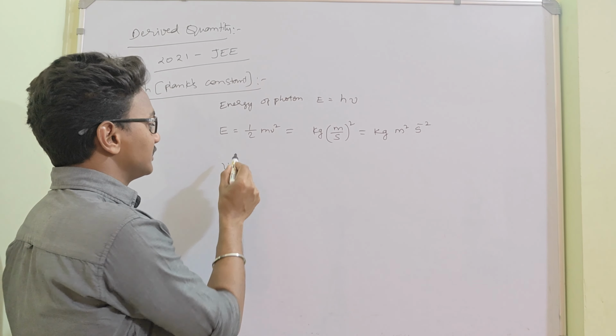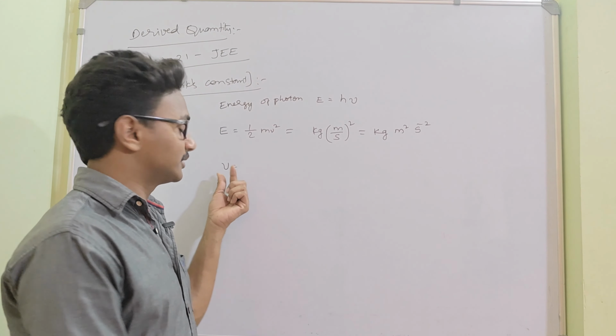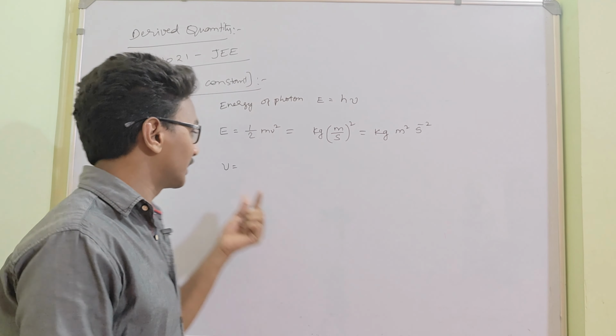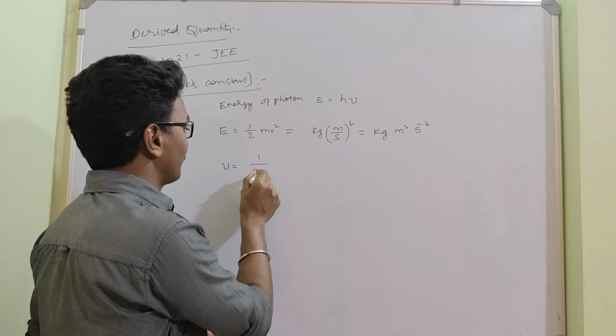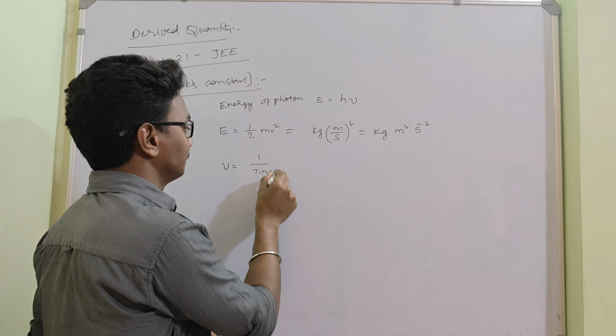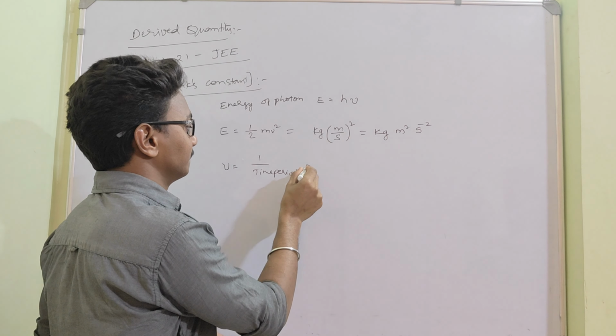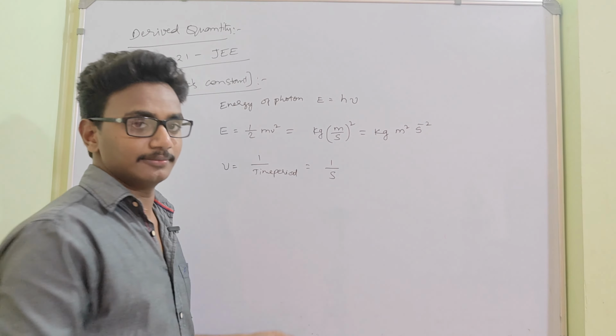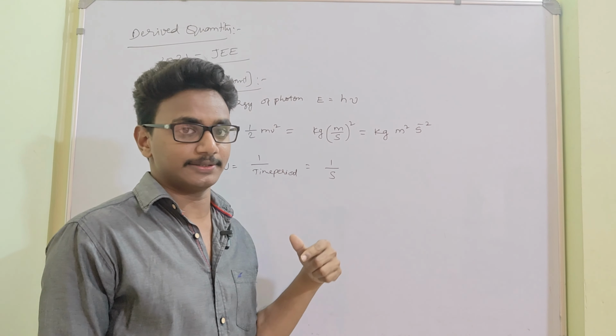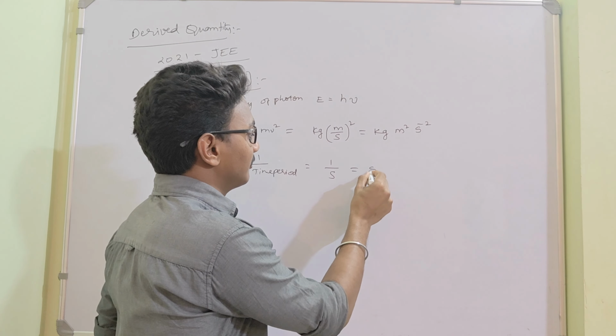What are the units of frequency? If you want to write the units of frequency, we must know the formula. Frequency is 1 by time period, right? That means 1 by second, because time period is measured in seconds. It will become second power minus 1.